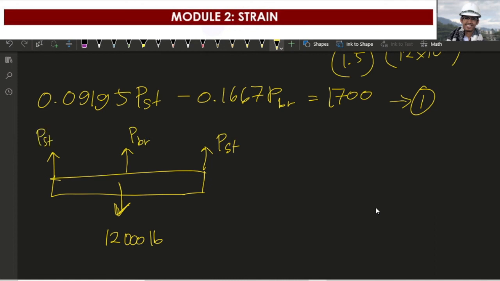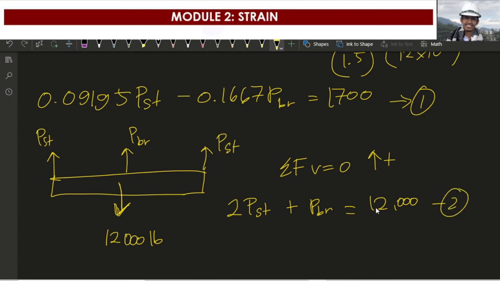So for equilibrium equation, so summation of forces vertical is equal to 0. So that will be equal to upward positive. So that will be equal to force ng steel. So dalawa yan magkabilaan. So this will be 2 multiplied by 2 plus force ng bronze is equal to a minus. So downward yung 12,000. Ilipat na natin sa kabila. So that will be equal to 12,000 pounds. Okay? So meron na tayong equation number 2.